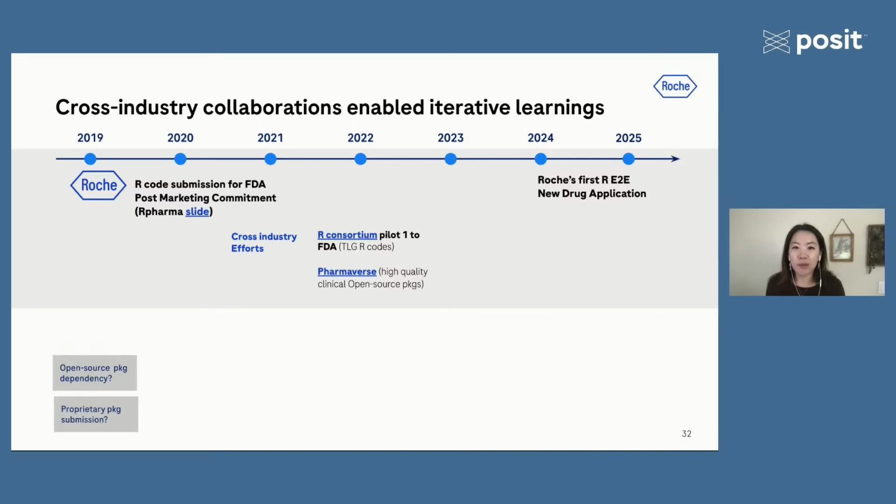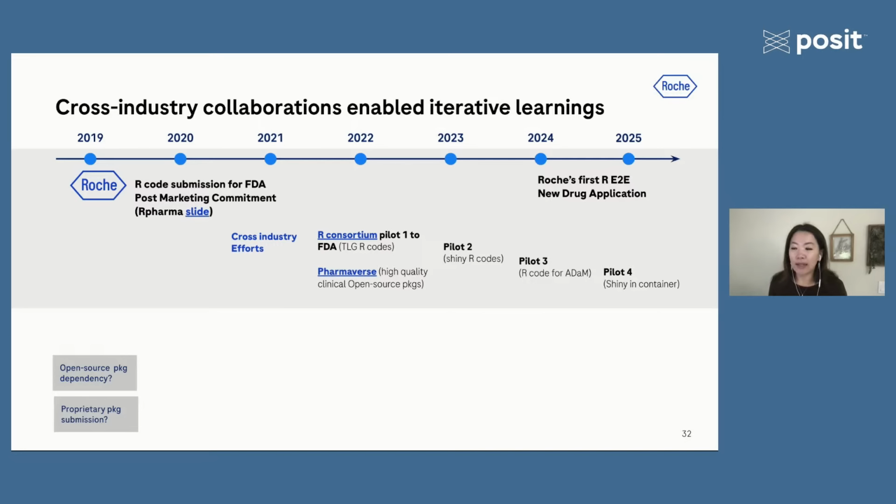So in 2022, it was really exciting that we finished pilot 1 from our consortium working group. We were able to showcase how to use R for FDA submission and then engage with FDA reviewers to identify gaps. Those gaps were fed back to pharmaverse for further development of technical solutions to bridge the gaps.